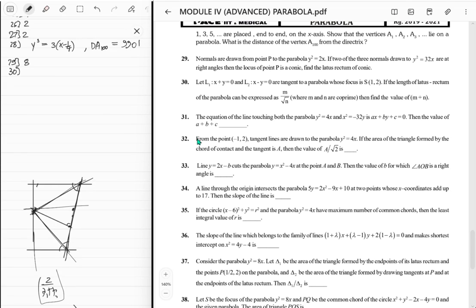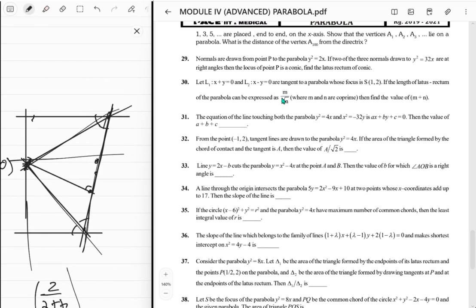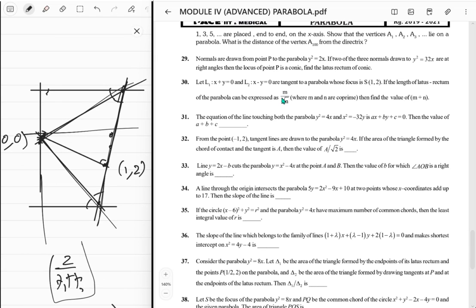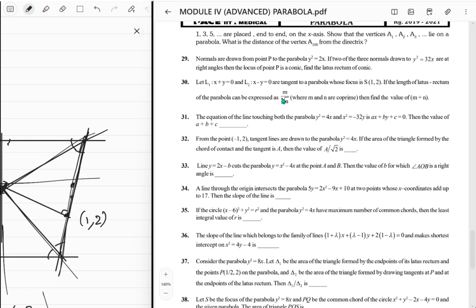This point, they already told us, so that's 0, 0. You can right away see this thing. And then this focus is 1, 2. So this slope is going to be 2 upon 1. So this slope has to be negative 1 upon 2, right?